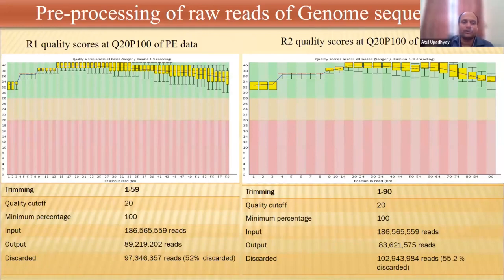So the first and most important thing we check is the quality of these reads, and there are many different parameters on which we do this. The most important parameter is the predisposed.